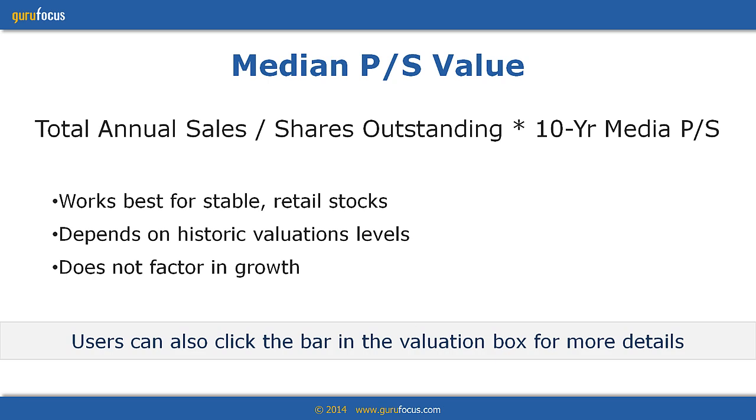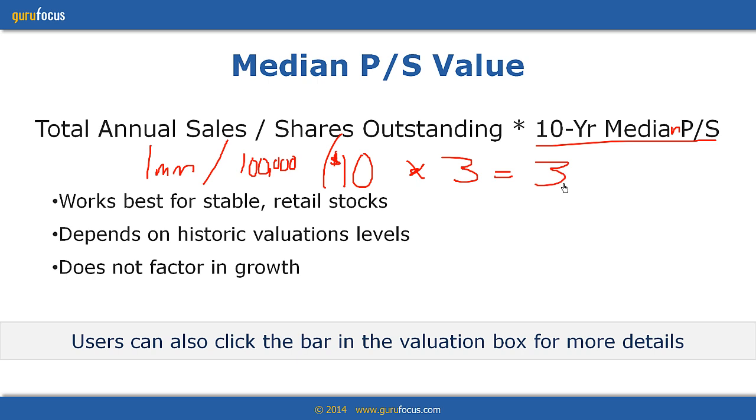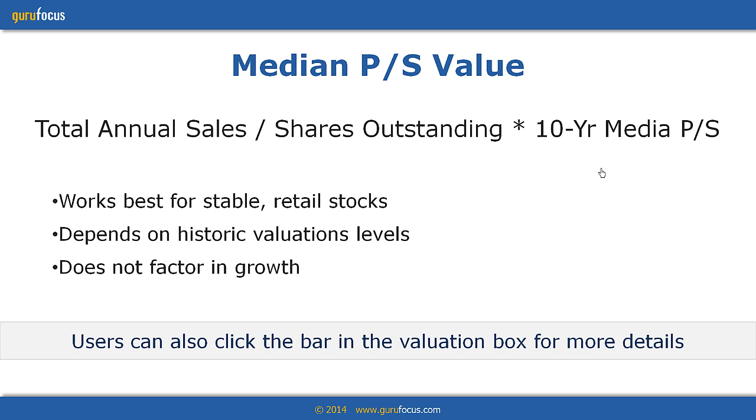But for a basic example, if this company had $1 million in sales, and there are 100,000 shares outstanding, you've got $10 in sales per share. Then if it generally trades at 3 times, the median is 3 times, and you can see these metrics, you get a value of $30. It's not overly complicated. It's just averaging this out for you.